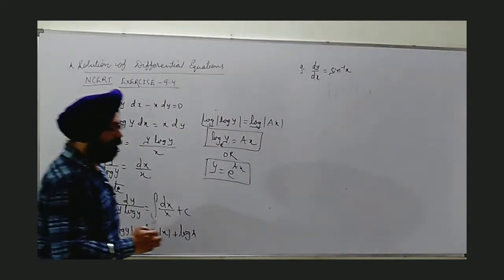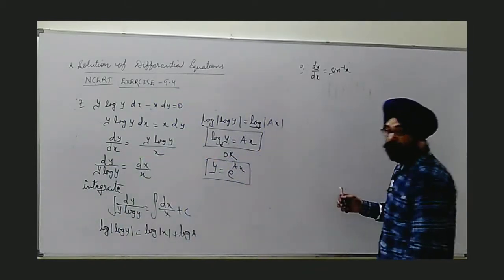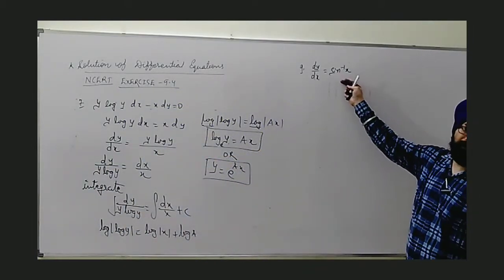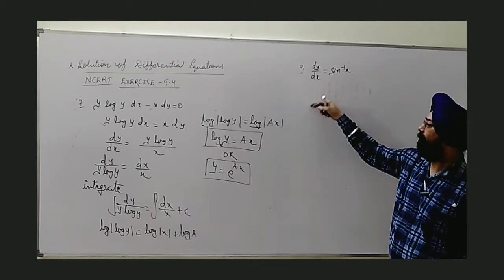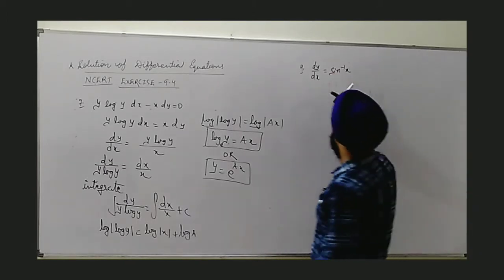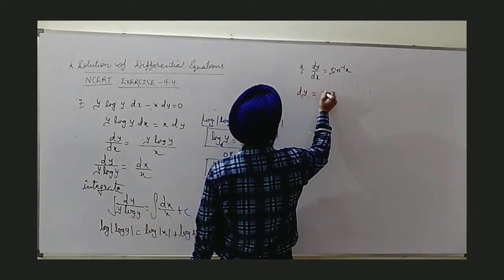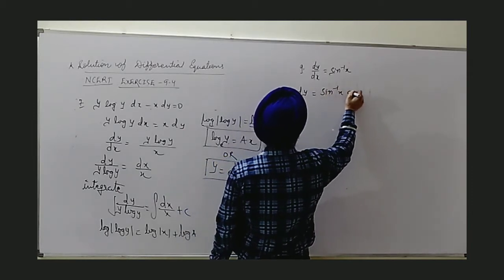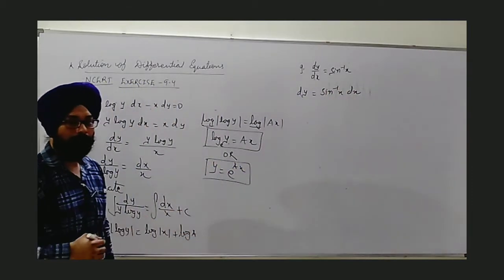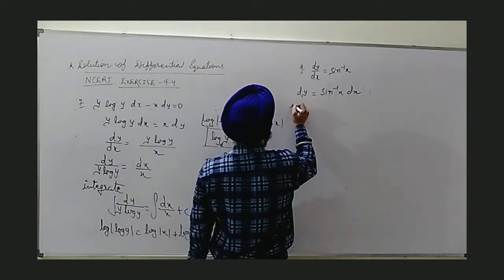Okay, this is one pattern. We are going to see the next. Here an inverse function is available. That's why I have chosen it. It's very simple looking. Let's see what happens next. dy by dx is sin inverse x. So we can write dy equal to sin inverse x dx. Cross multiply. Let's integrate as they are separated now.